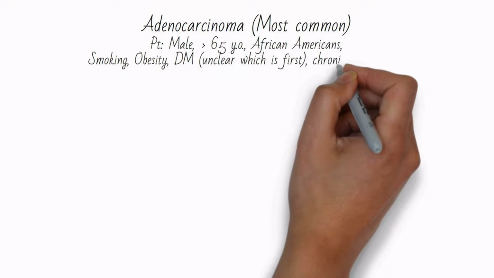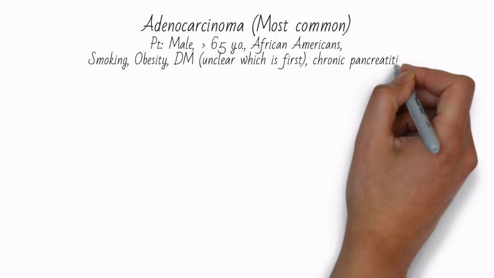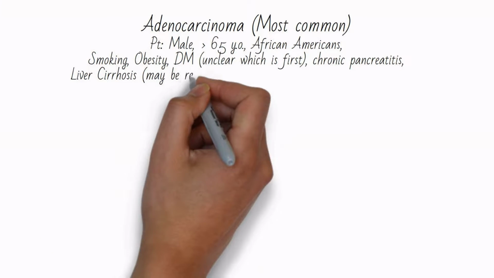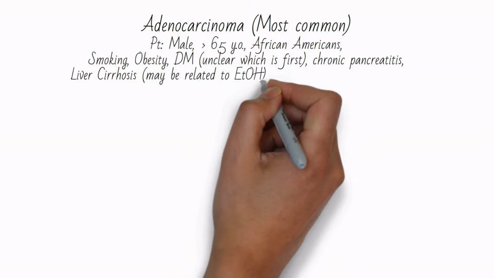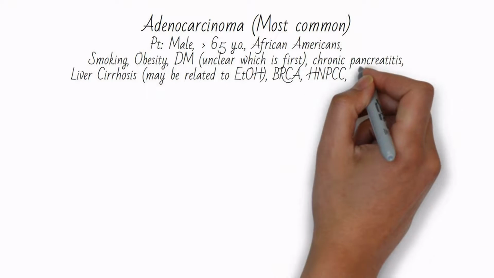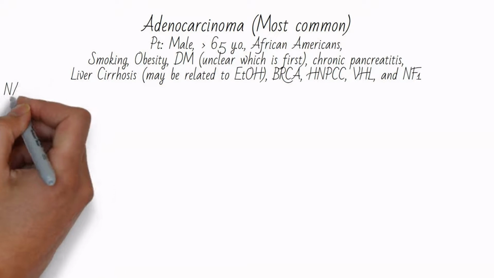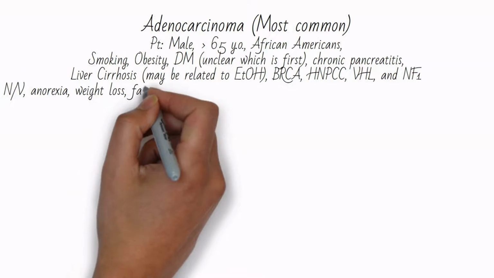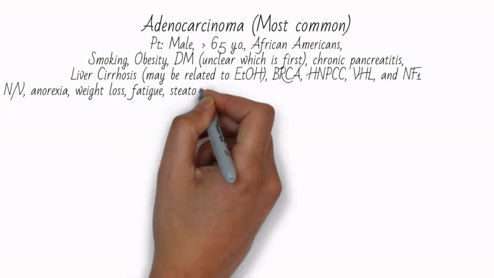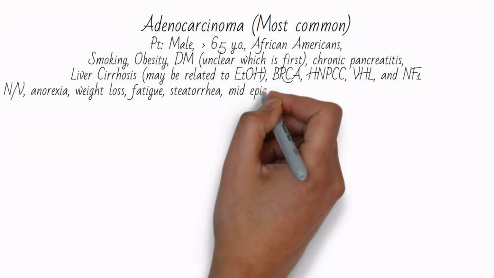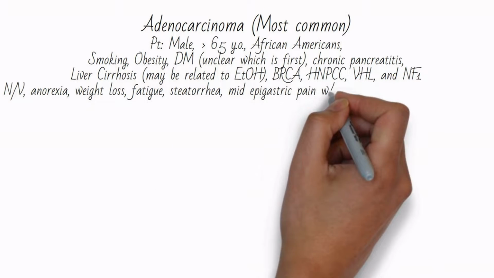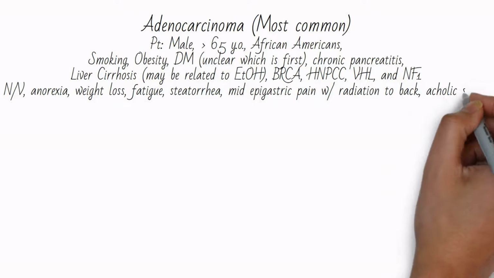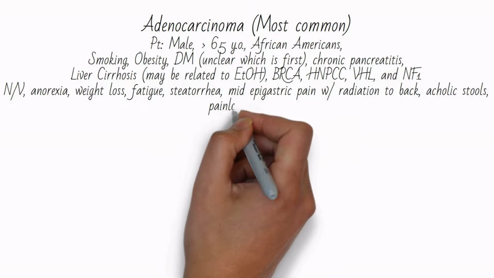alcohol, which is a cause of pancreatitis, and genetic associations with BRCA, HNPCC or Lynch syndrome, von Hippel-Lindau, and neurofibromatosis 1. It is unclear whether diabetes predisposes to cancer or pancreatic cancer predisposes a person to diabetes. Presenting symptoms may include nausea, vomiting, steatorrhea, weight loss, fatigue, epigastric pain with radiation to the back, and acolic stools and jaundice due to biliary obstruction.